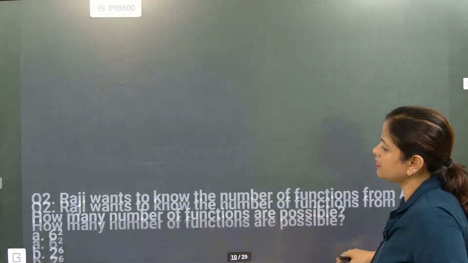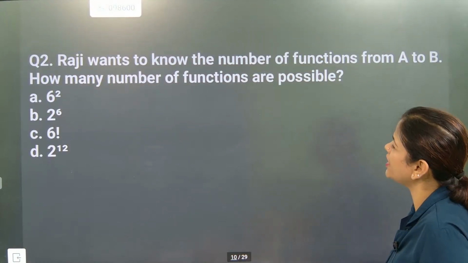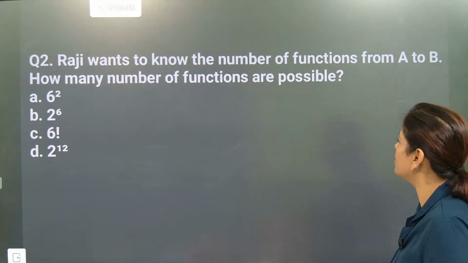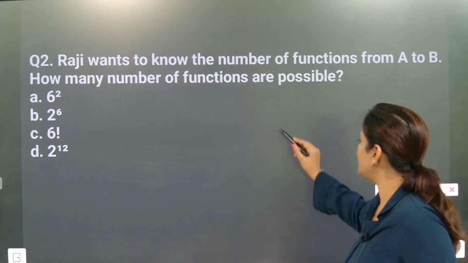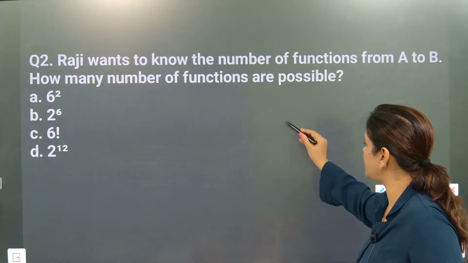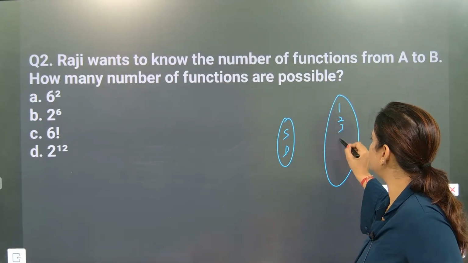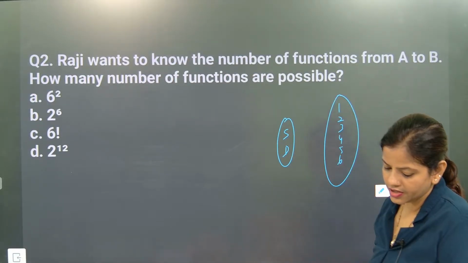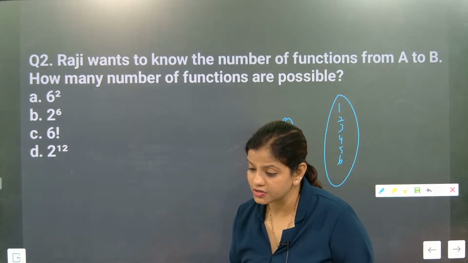Now, the second part of the question, quickly we will go. Raji wants to know the number of functions from A to B. How many functions are possible? See, A was having two elements, S and D, and B was having 1, 2, 3, 4, 5, 6. Understood? So how do we write the number of functions possible?